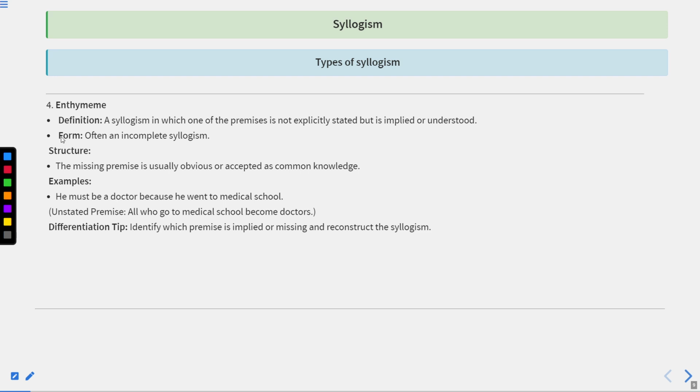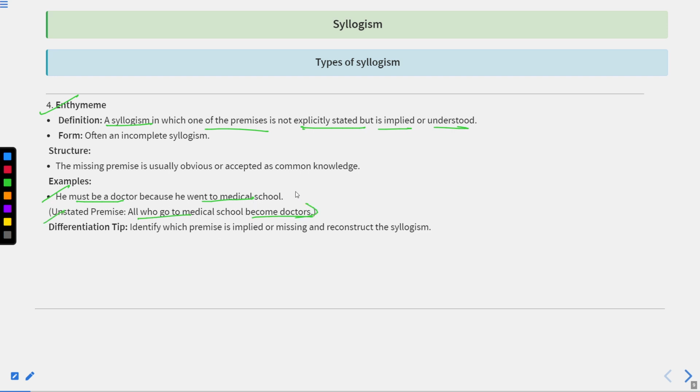So this concept we have already studied: enthymeme. What is an enthymeme? An enthymeme is a syllogism in which only one of the premises is given and the other premise has to be implied or understood. The example is, he must be a doctor because he went to medical school. The other unstated premise is, all who go to medical school become doctors.